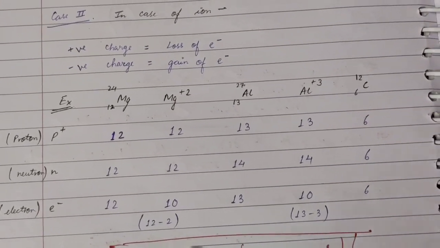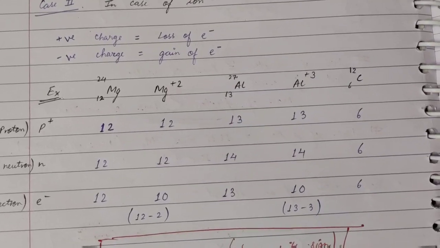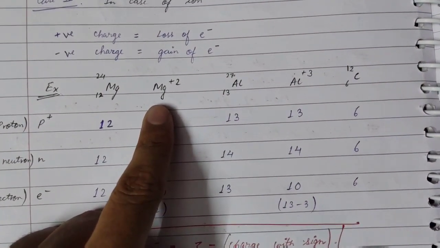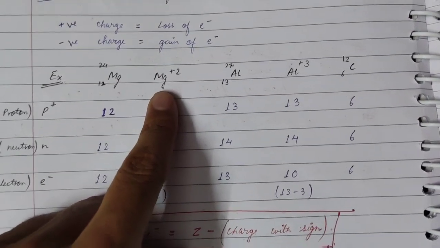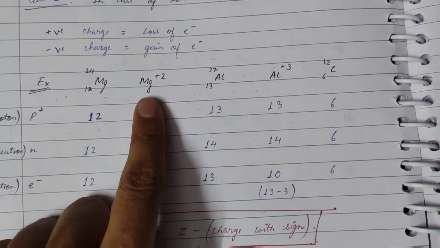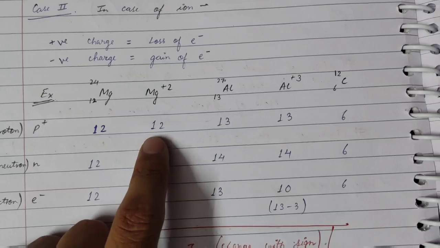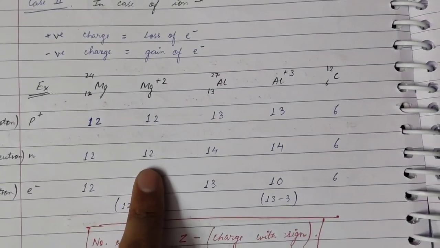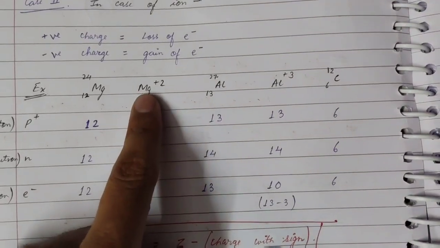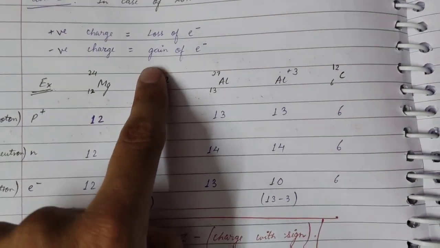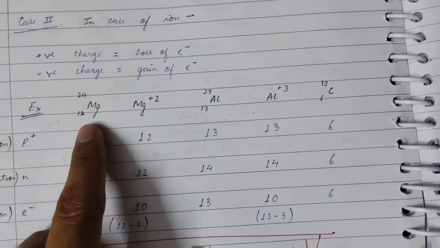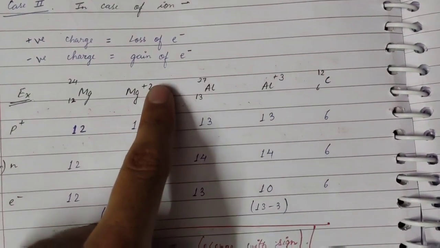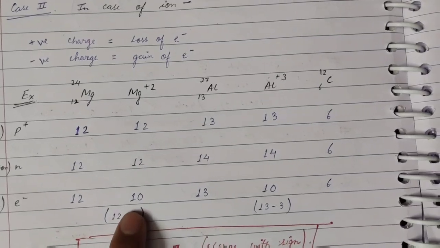Now when it becomes an ion, which is the Mg2+ ion, the protons will always remain the same whether it is an element or an ion. So protons are 12, neutrons also remain the same, 12, but now the positive sign denotes that it has lost some electrons. Earlier it had 12 electrons, now it has lost 2 electrons, so now it has 10 electrons.